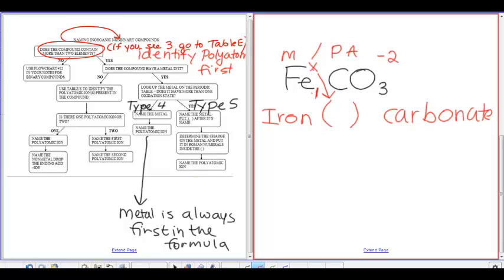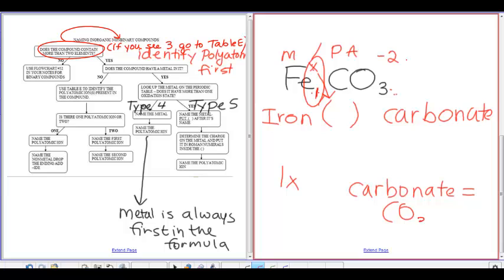And then again, like before, we do bottom times top, this times this, 1x. Here is where you have to be careful. You do not take 3 times -2. There are not 3 carbonates. Okay? Carbonate is a CO3.